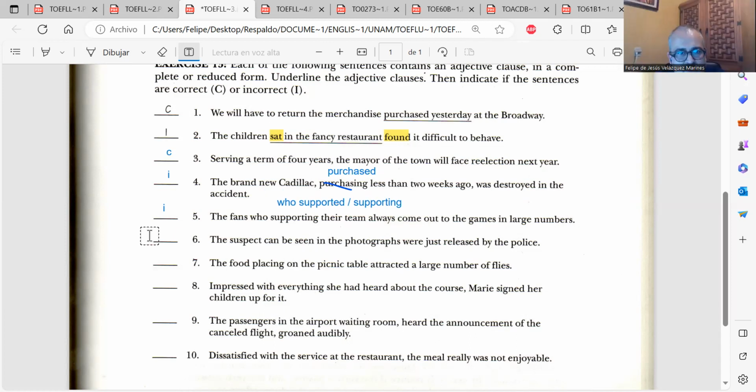Very good. So the next one, Felipe, number 6. Yes, the suspect can be seen in the photographs were just released by the police.